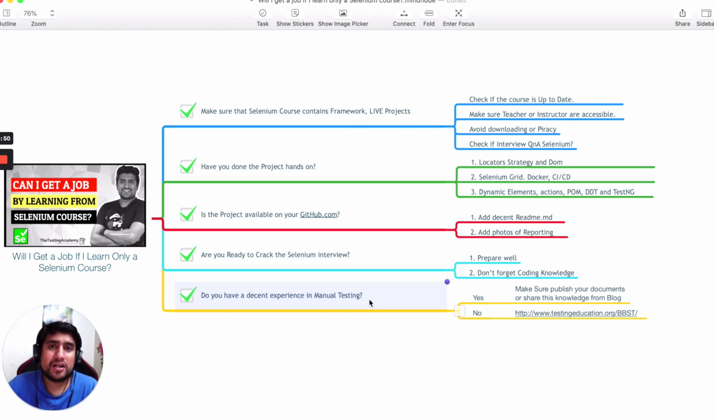People expect manual testing concepts like black box testing techniques such as boundary value, equivalence partition, pairwise, state transition, and so on. These kinds of testing techniques. If you don't know them, again, in the video section you can check out those things. Make sure you do that.